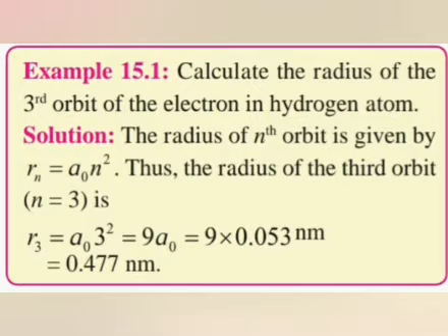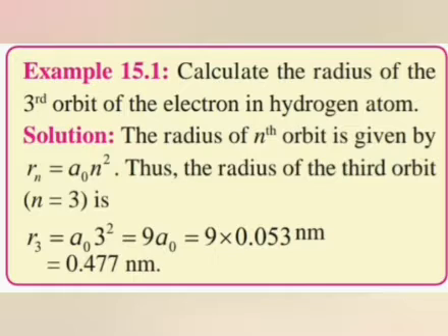Welcome back students. Let's move on to the numerical based on the radius of Bohr and the energy level diagram. Here we have a solved example, and this numerical is based on the radius of Bohr. The question is to calculate the radius of the third orbit of the electron in a hydrogen atom. It means students we have to find out the radius of the third orbit.